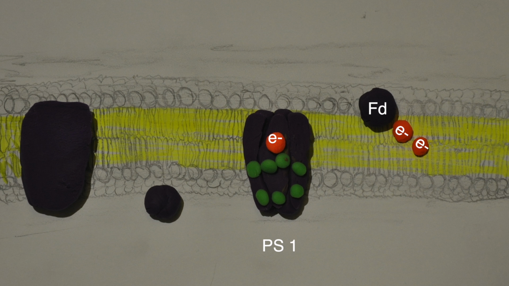Photoexcited electrons pass through a series of redox reactions from the primary electron acceptor of PS1 down a second electron transport chain through the protein ferredoxin. However, this chain does not create a proton gradient and thus does not produce ATP.